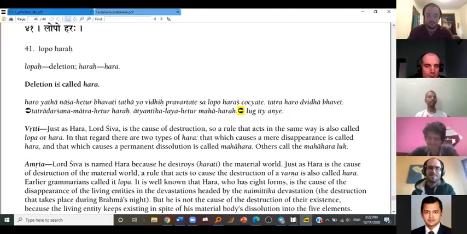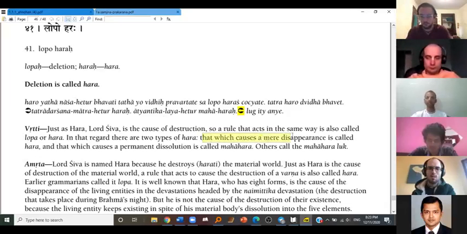So this is Adarshana Matra Hetu, and it's known as Hara. The second one is Atyantika Laya Hetu Mahahara. Mahahara means the cause of atyantika laya, which means the existence of something is fully ceased. It's not there at all anywhere. It's not in front of me, and it's not in front of anything. So this is atyantika mahalaya.